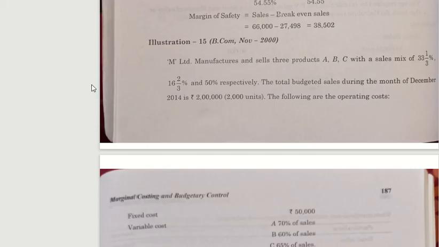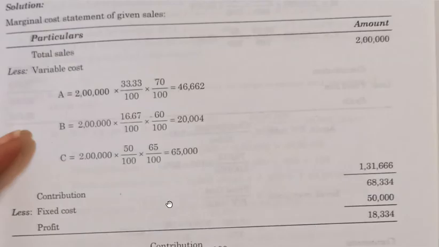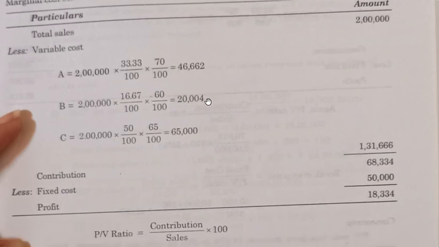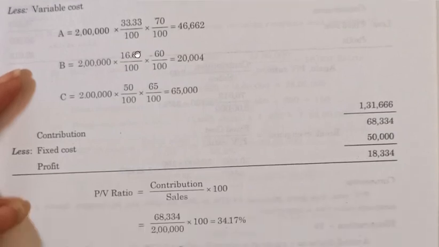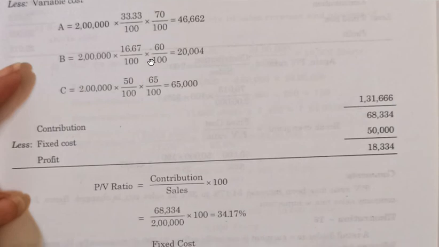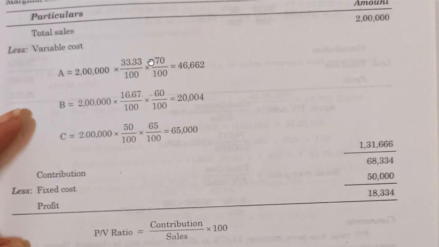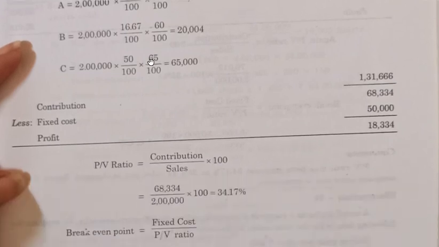So variable cost, if you see, the variable cost is changing. It has a sales mix, manufactures and sells three products with a sales mix of so and so, and the variable cost is 70% of so and so. So 2 lakhs into 33.33% into 70% of these sales, which is 46,662. B, which is 2 lakhs into 16.67% of your sales mix into 60%, which is 20,004. C is 2 lakhs into 50% into 65%, which is 65,000. Total you get 1,31,666.